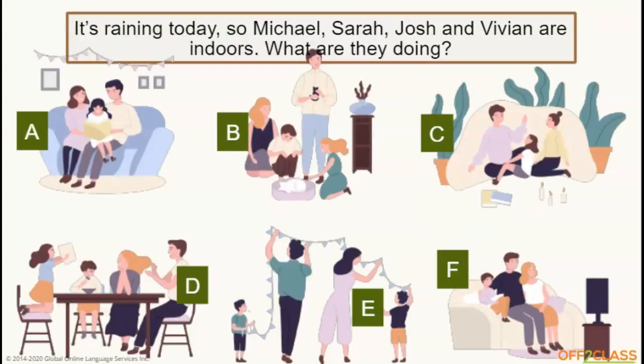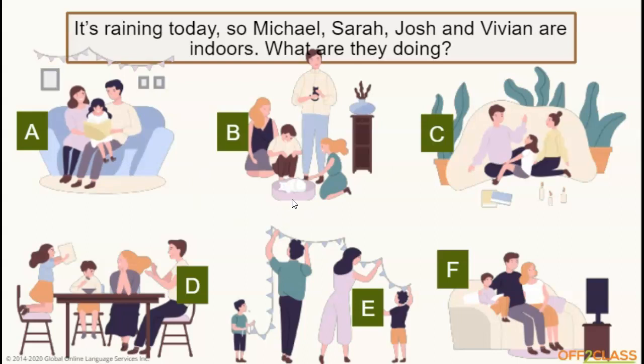This family is in their house. It's raining today. So Michael, Sarah, Josh, and Vivian are indoors. What are they doing? I want you to look at these pictures and I'm going to ask you, what are they doing? We have a situation here on the couch.